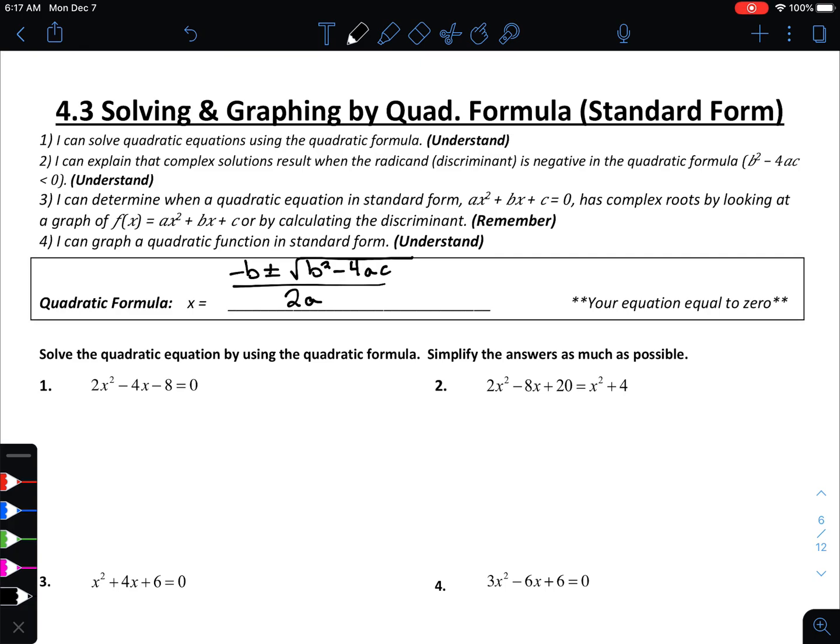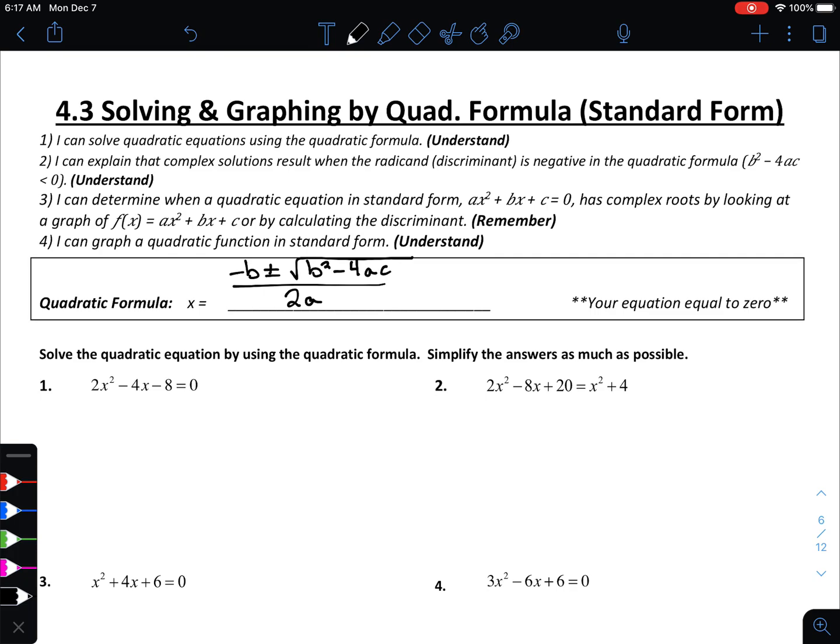So the quadratic formula: x is equal to the opposite of b, plus and minus the square root of b squared minus 4ac, all over 2a. Now it's important, over on the right hand side it says your equation must equal 0, so make sure that when you are using the quadratic formula that you've solved for 0 on one side of the equation. That's something we normally do anyways, but just a reminder.